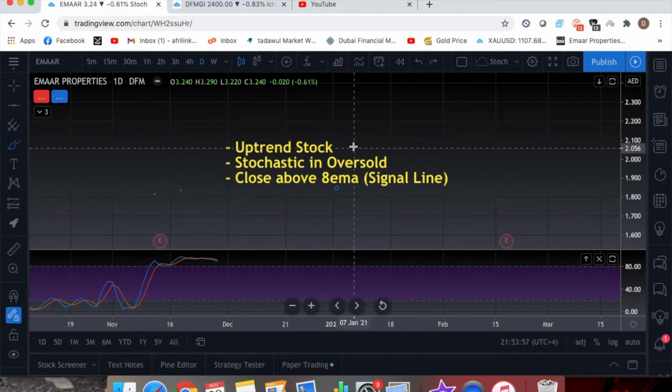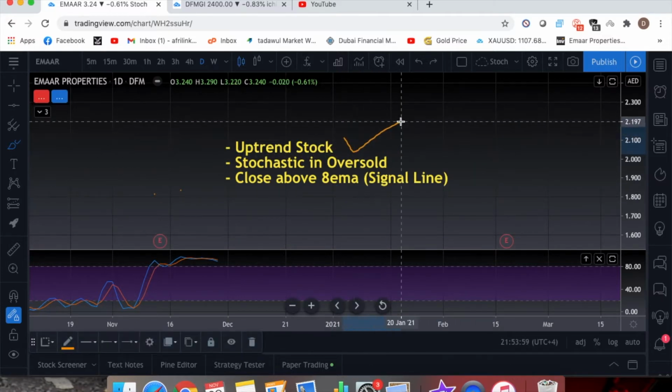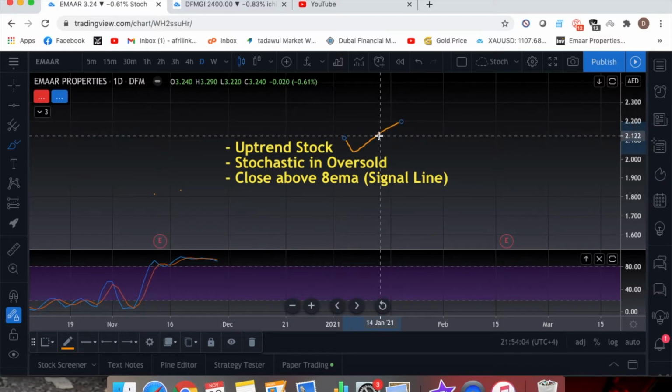To use this strategy, you have to look for a stock that is in an uptrend. If you don't know how to analyze whether a stock is in an uptrend or downtrend, I highly recommend you watch my earlier video on analyzing a trend. I will put the link in the description box below.